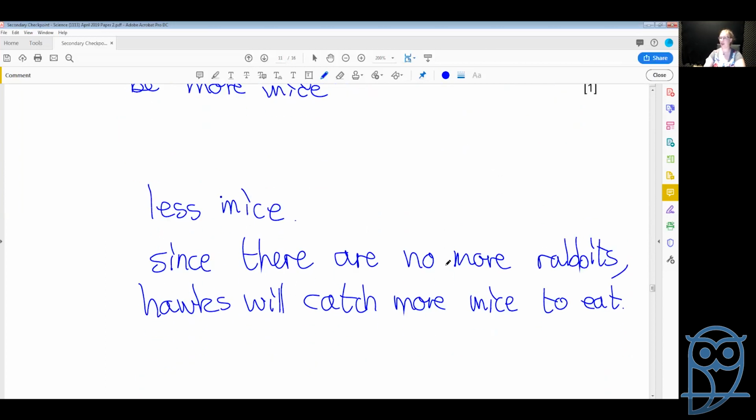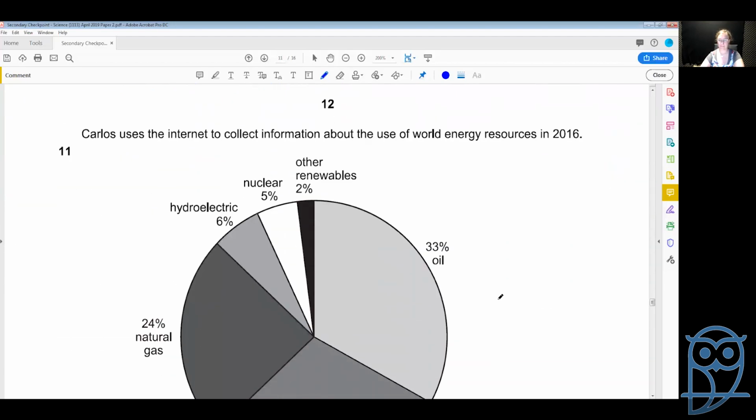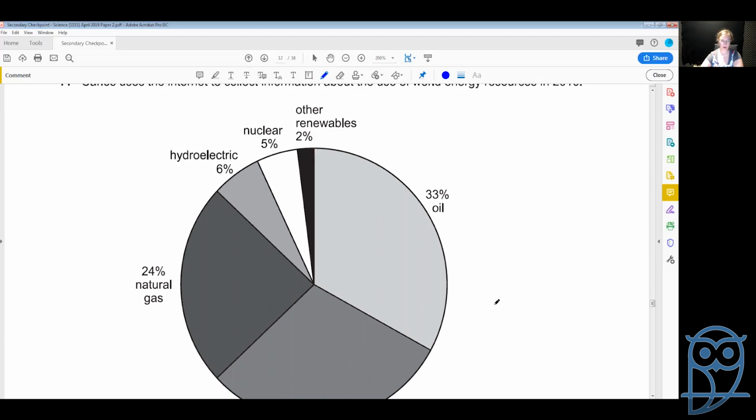If instead of saying more mice, you said less mice, and you said, since there are no more rabbits, the hawks will have to catch more mice, and that is your reason, that is perfectly acceptable. You can also get your mark. So here, the mark doesn't go to this part. The mark goes to this part, your reason. So I hope that helps. We've got 2 minutes left, so let's see if we can do one more question.